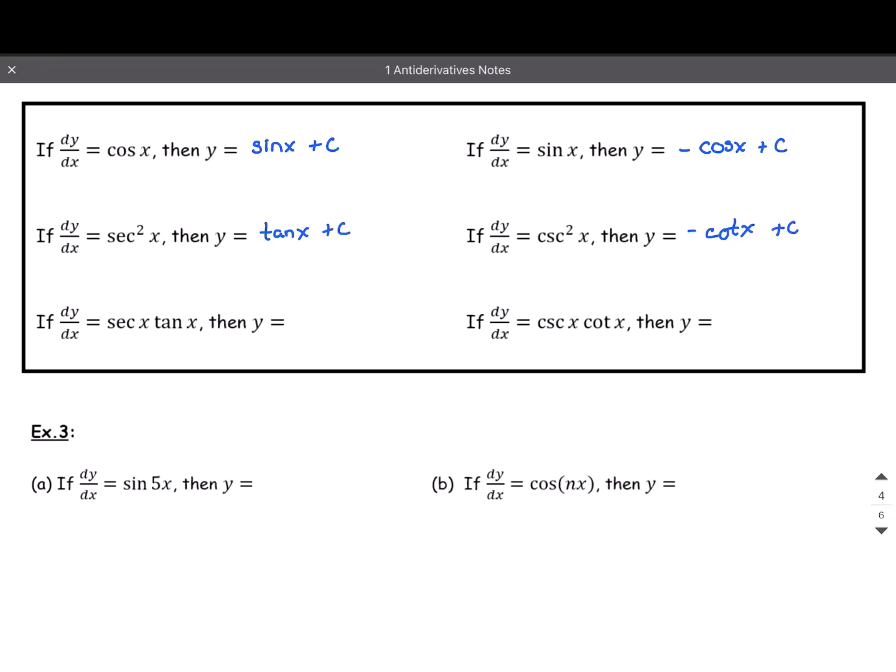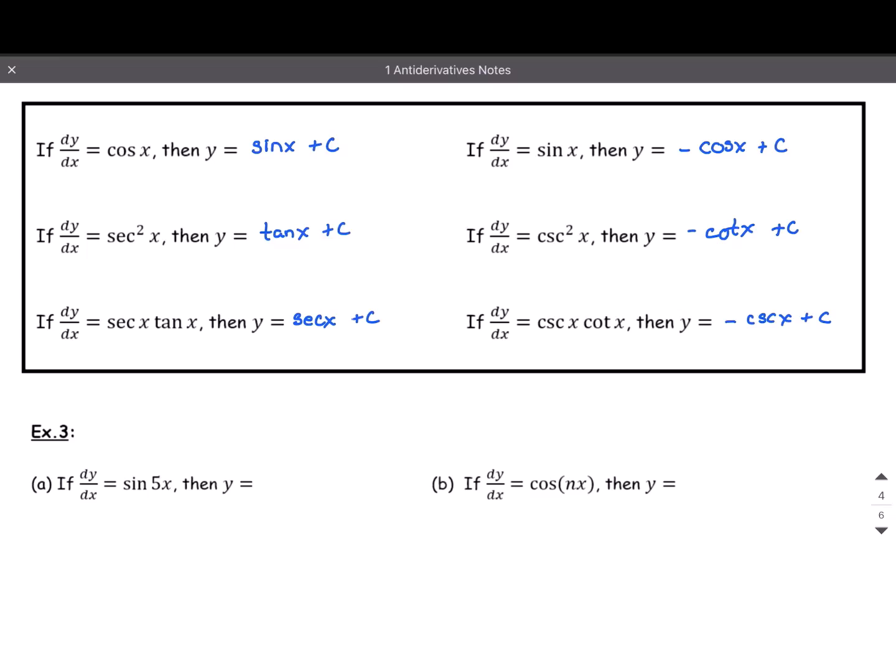If dy/dx equals secant x tan x, then what's y? What has a derivative of secant x tan x? That's y equals secant x, and don't forget your plus c. And the last one in this box, if dy/dx equals cosecant x cotan x, then y equals negative cosecant x plus c.